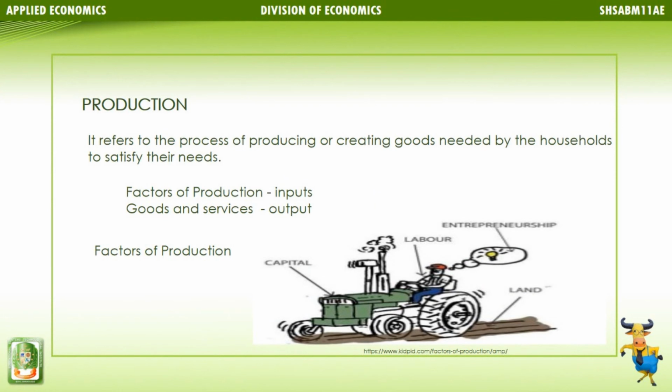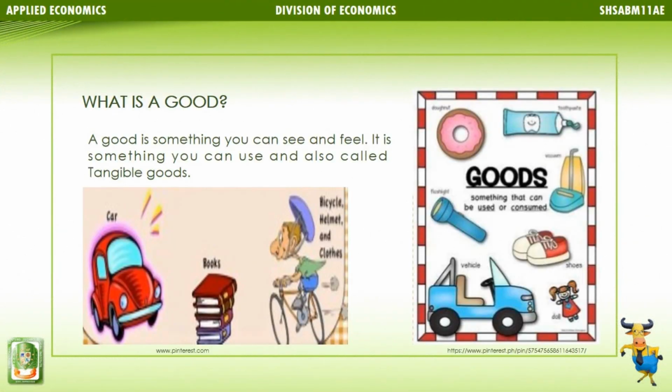One of the divisions of economics is production. Production refers to the process of producing or creating goods needed by the households to satisfy their needs. So we have the factors of production, which are also called the inputs, and the goods and services, which are also called the output. What is a good? A good is something you can see and feel. It is something you can use and is also called tangible goods.